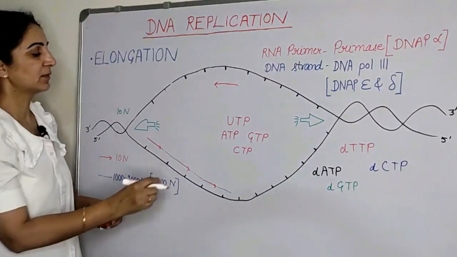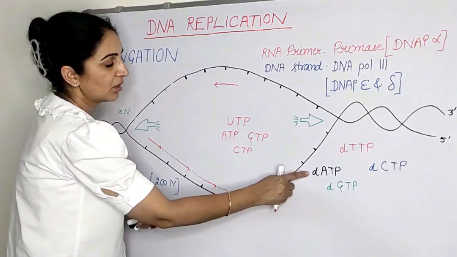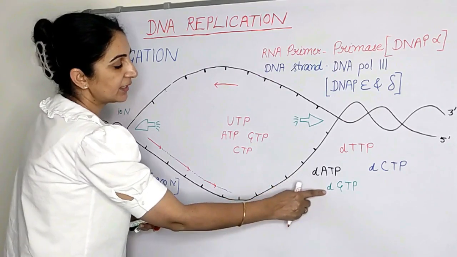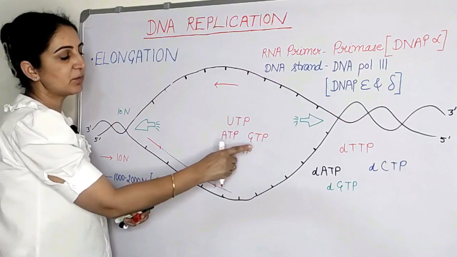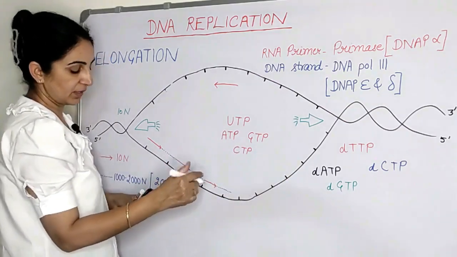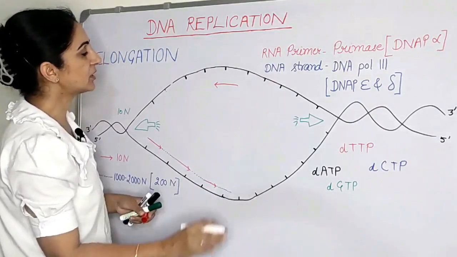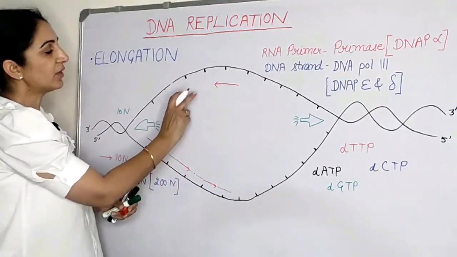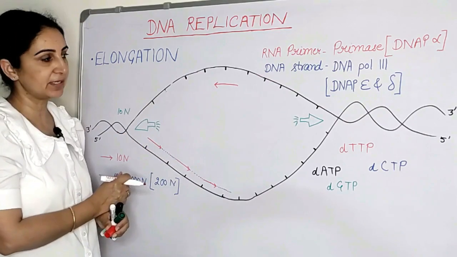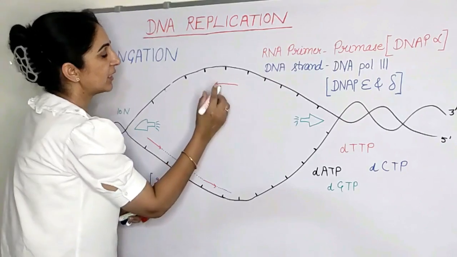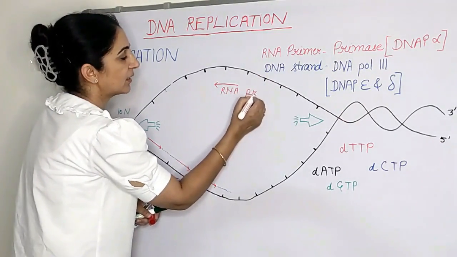Second difference is, see here we are not writing deoxy. In the case of DNA molecule raw material, we are always writing deoxy. That means the sugar present here is ribose in place of deoxyribose. So this is how you first form a short strand of RNA. Over this short strand, you can then continue with the formation of the DNA strand. So this short strand is called RNA primer. This is our RNA primer.